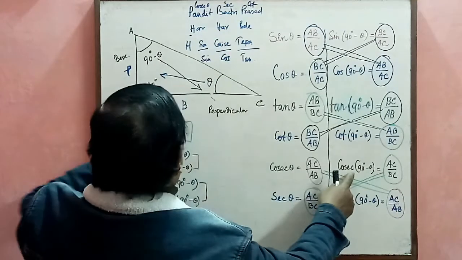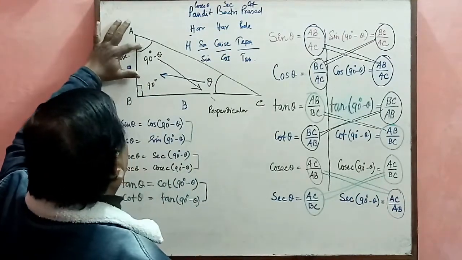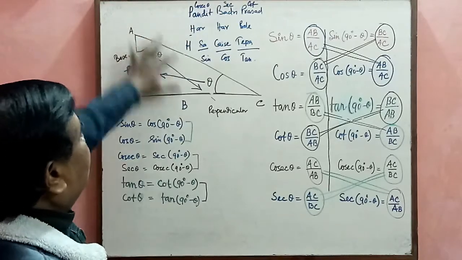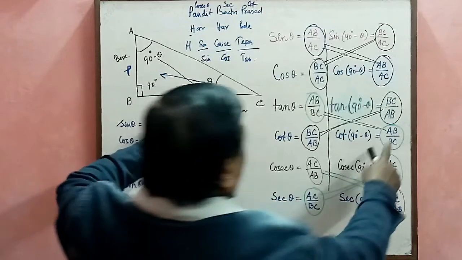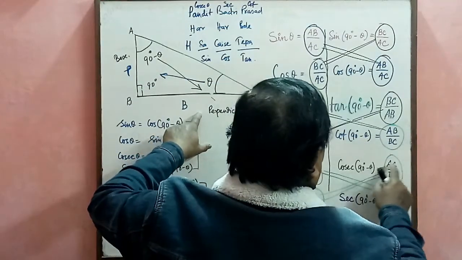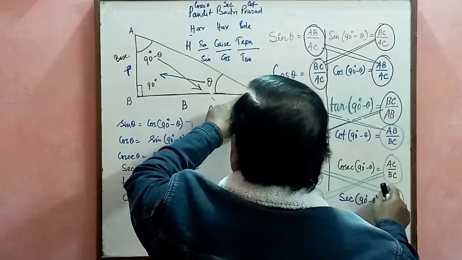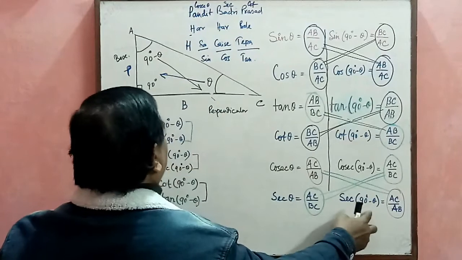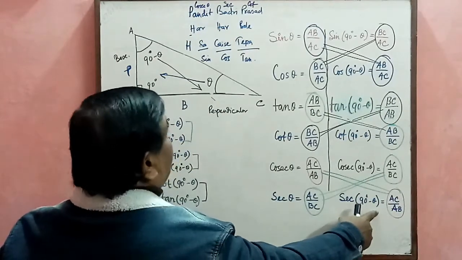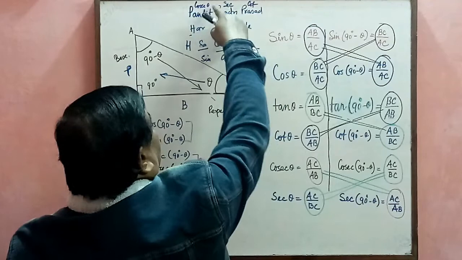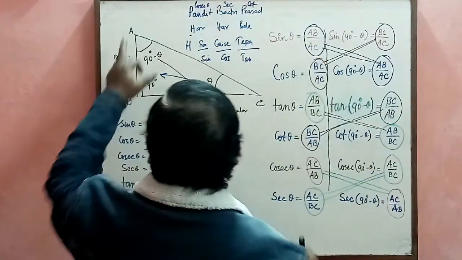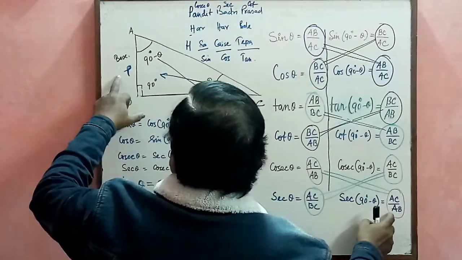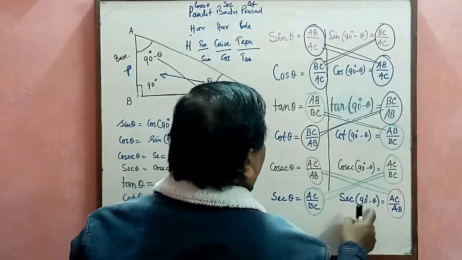And cosec 90 degree minus theta is obviously hypotenuse upon perpendicular, this is AC hypotenuse and BC perpendicular, so AC upon BC. Here sec 90 degree minus theta is hypotenuse upon base, hypotenuse AC and base AB, if I am considering 90 degree minus theta.